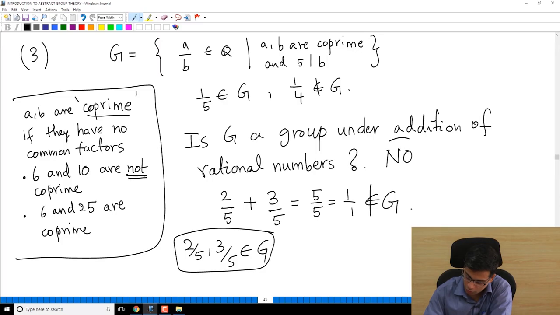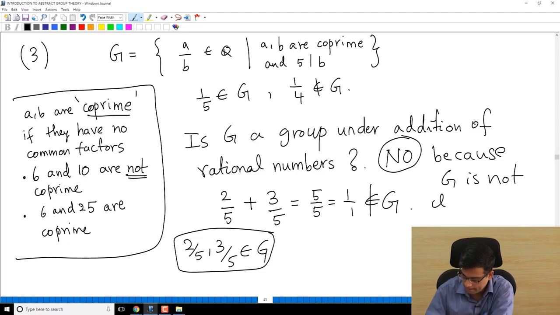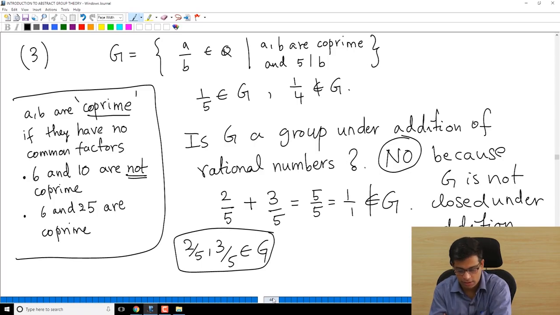So 1 by 1 is not in G. So this is not a group, because it is not even a binary operation. G is not closed under addition. So this is not a group. Is this clear? G as defined here is not a group because it is not closed under addition.